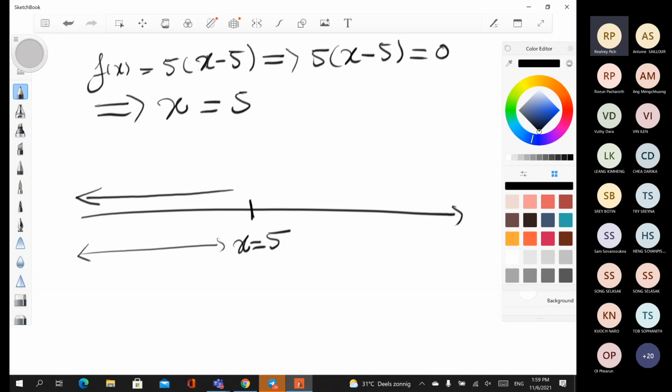And if x is greater than 5, from this value to this value, our system always produces a positive value. So if it's a positive value, it means that you have the right arrow here. So in this case, it's unstable. Why do I say it's unstable?